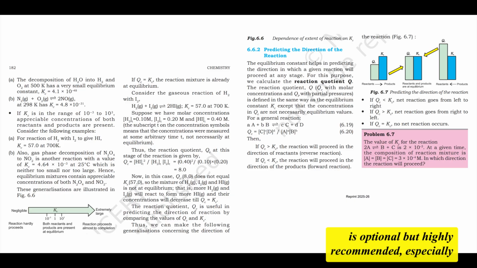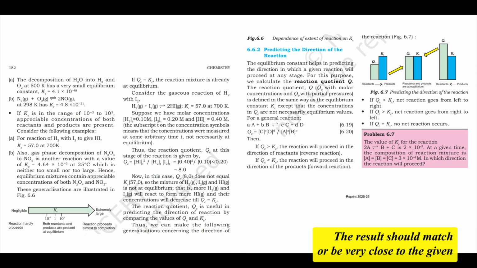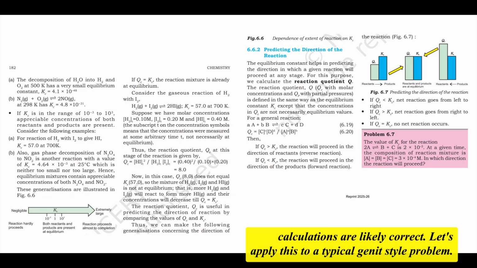Step 6. This step is optional but highly recommended, especially during an exam if you have time. Check your answer. Plug the calculated equilibrium concentrations back into the Kc or Kp expression. The result should match or be very close to the given equilibrium constant value. This confirms your calculations are likely correct.